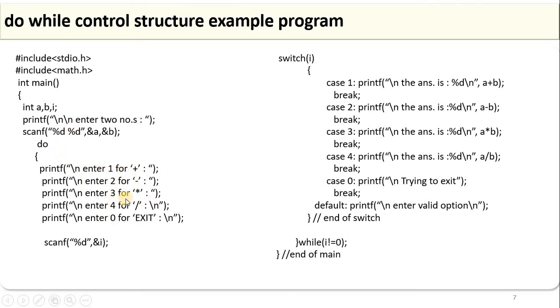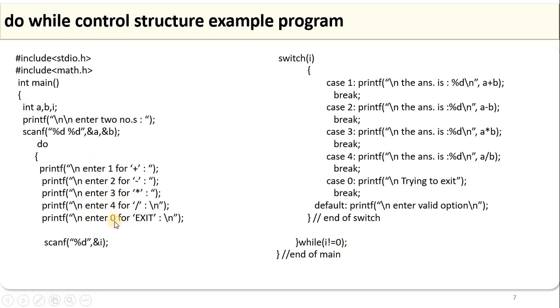Seeing these options, he can enter whatever he wants. If he wants subtraction, then he can enter 2 and it will do subtraction because it matches the case 2 here, and then it will come out of the switch statement, and then once again 2 is not equal to 0, it will once again go up. Once again it will display the options.